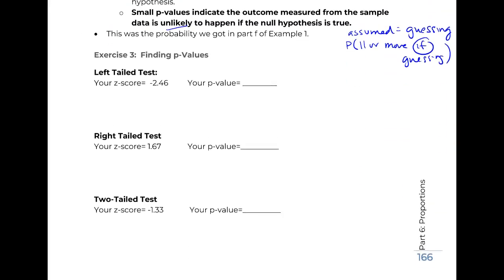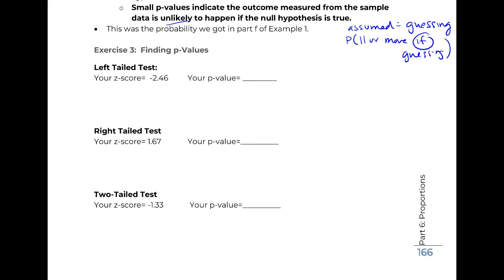So here's the p-value in terms of finding it. So first things first, a lot of times it is helpful to visualize these things. So if we're talking about z-scores, we're talking about standard normals.